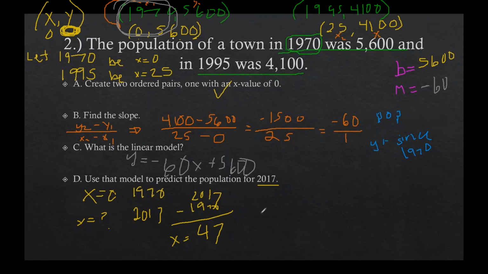And then, yeah, don't work any harder than you have to, right? Keep it as simple as totally possible. You want to make it harder, don't do that. So once we know that x is 47, then we just go to our model and say, okay, negative 60 times 47 plus 5,600. So then we can just use the model that we wrote in part C.